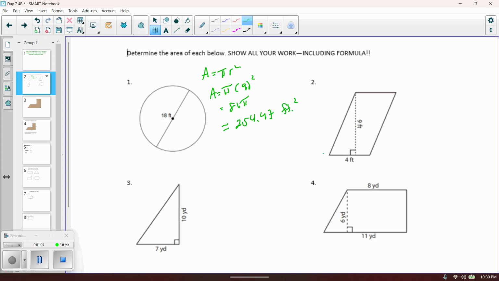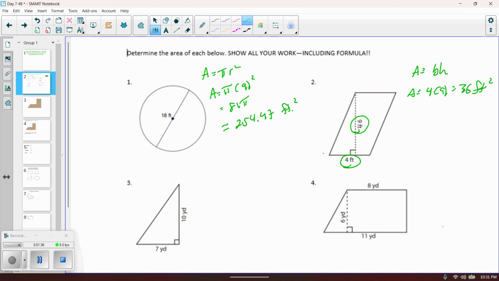All right. The next one, number 2, is a parallelogram. It looks like our base is 4 and our height is 9. Remember, the area of a parallelogram is just base times height. So the area is going to be 4 times 9, which is 36, and it does have a unit. It'll be feet squared.